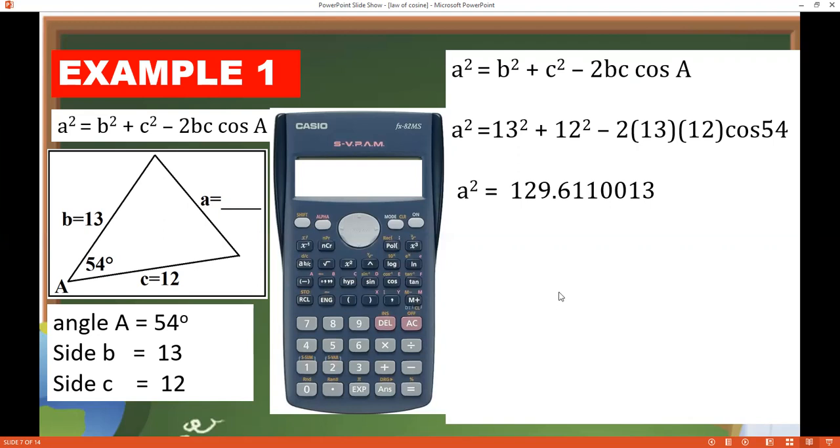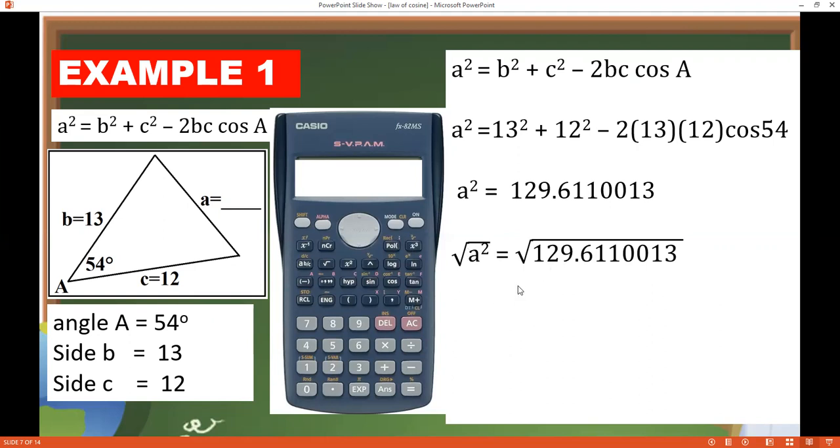Now, that's not yet the final answer. Bakit? We still need to cancel out itong square nito. So how do we do that? Ginagawa na natin yan dati. So we're going to extract the square roots. So cancel natin yan. So this will be canceled out since ini-square natin both sides. So this will be canceled out.